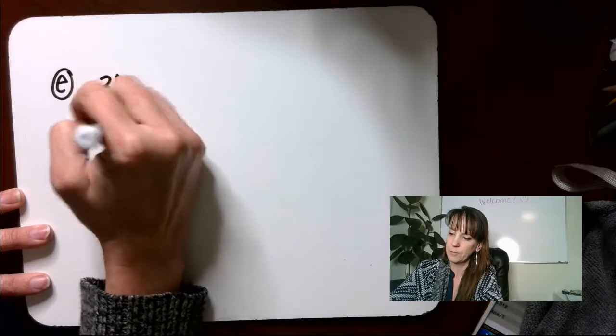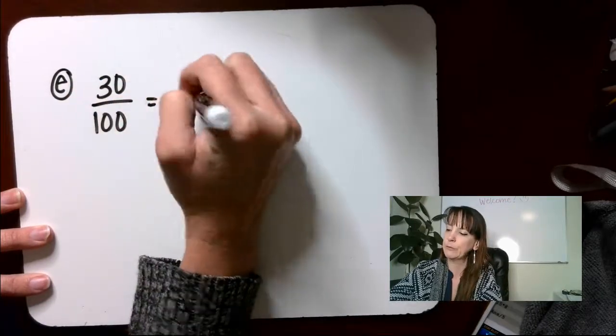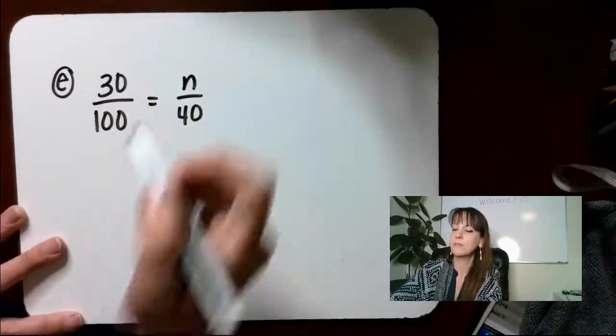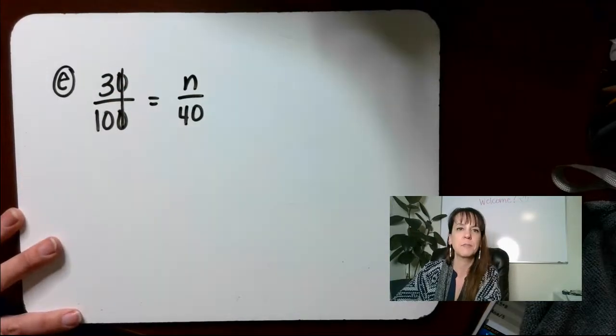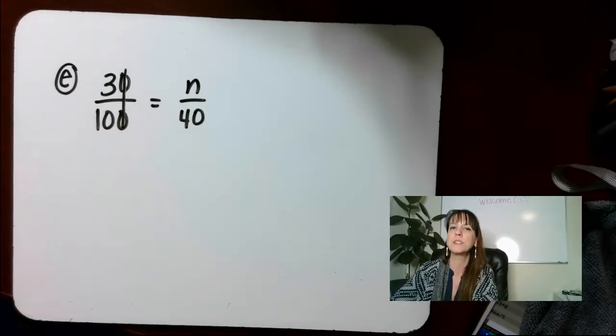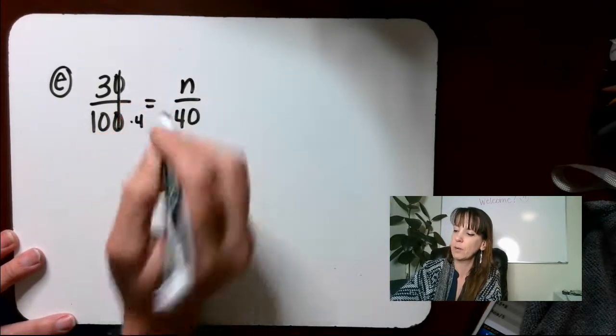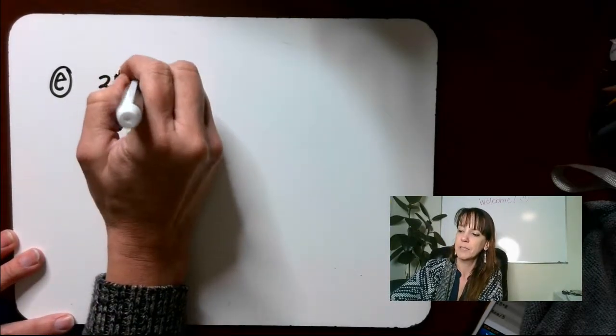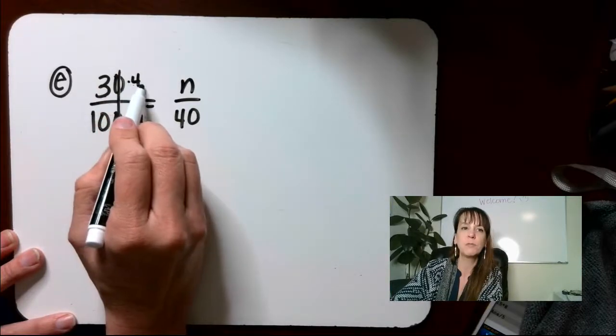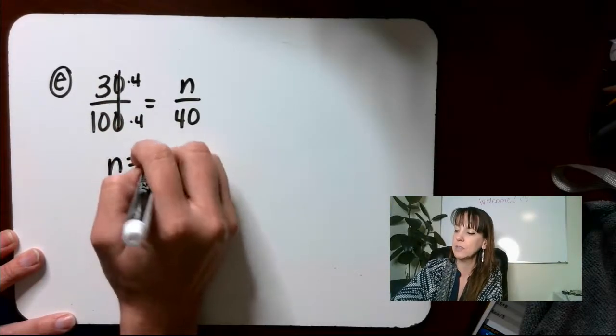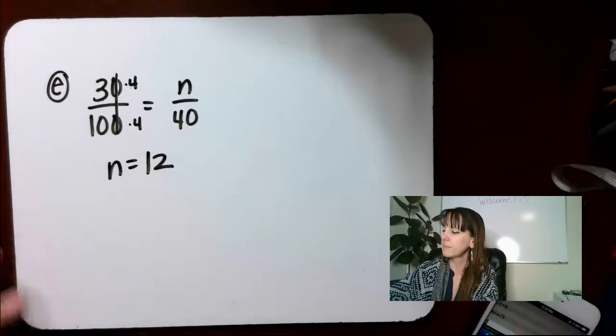30 over 100 equals N over 40. Well, let's first do this, lob off some zeros, right? So we have 3 over 10 equals something over 40. What do I need to multiply 10 by to get 40? Times that by 4. What I do on the bottom, got to do on top. 3 times 4 will give us N, so N equals 12.